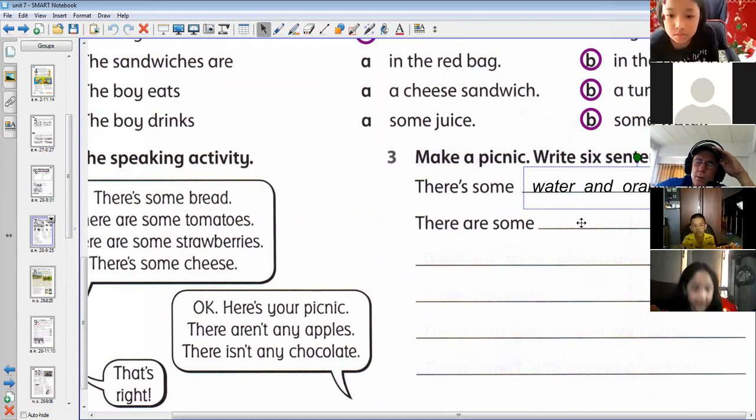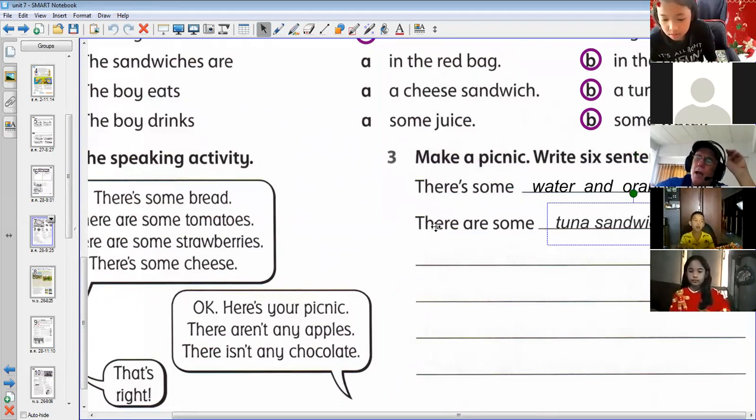Maya, what would you say? There are some pizza and some strawberries. Pizza, I think pizza's uncountable. There's some pizza. But strawberries, yes. Pizza, no. All right. So I just put there are some tuna sandwiches. So I actually have things from the book. But if you think of things that are not in the book, that's better.